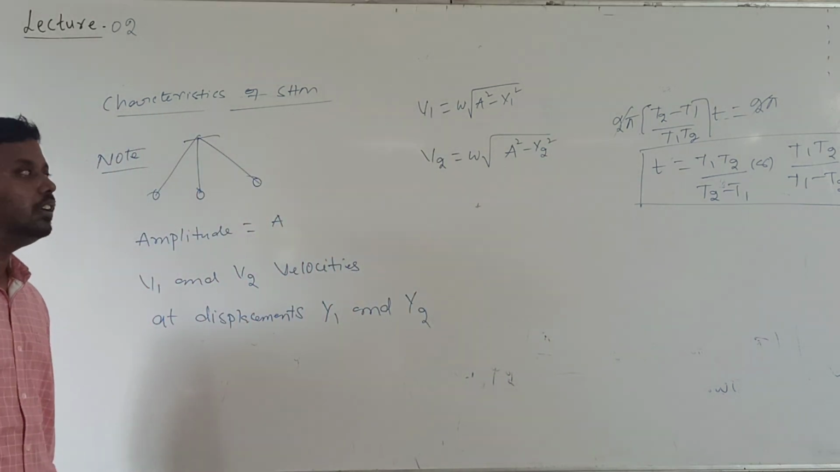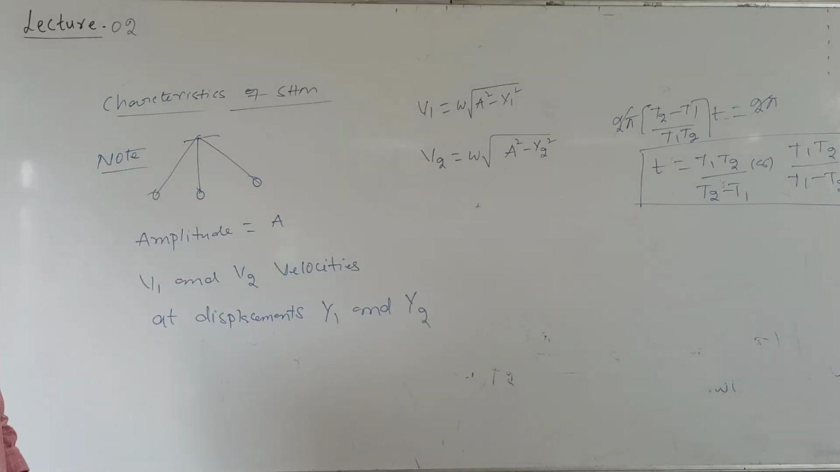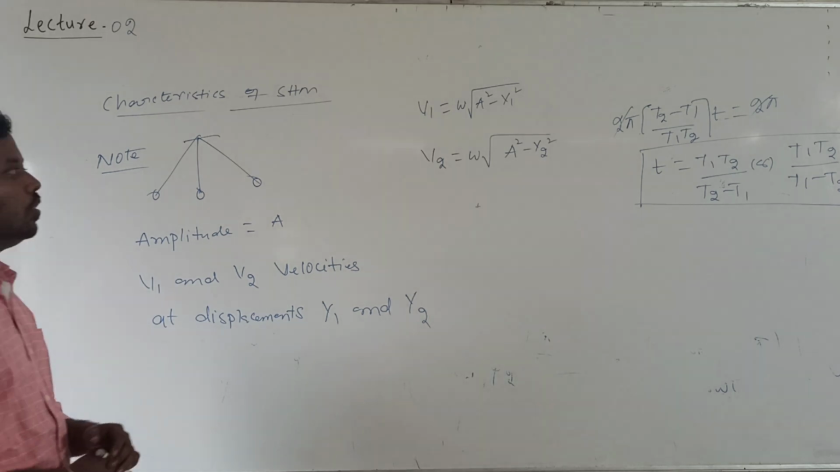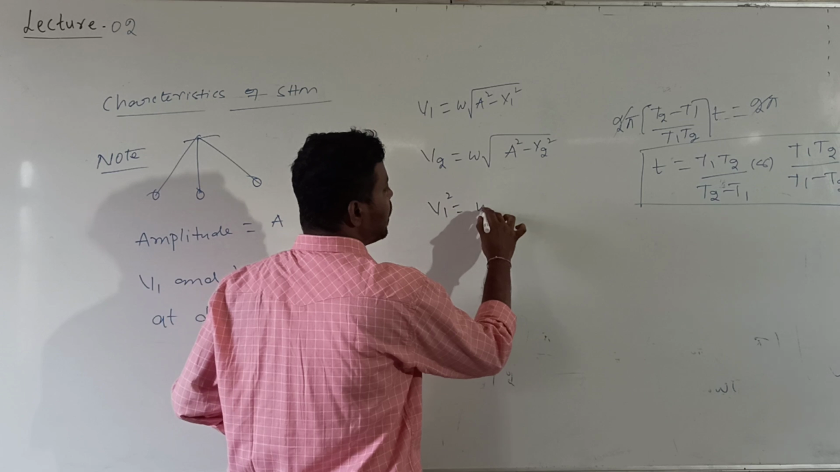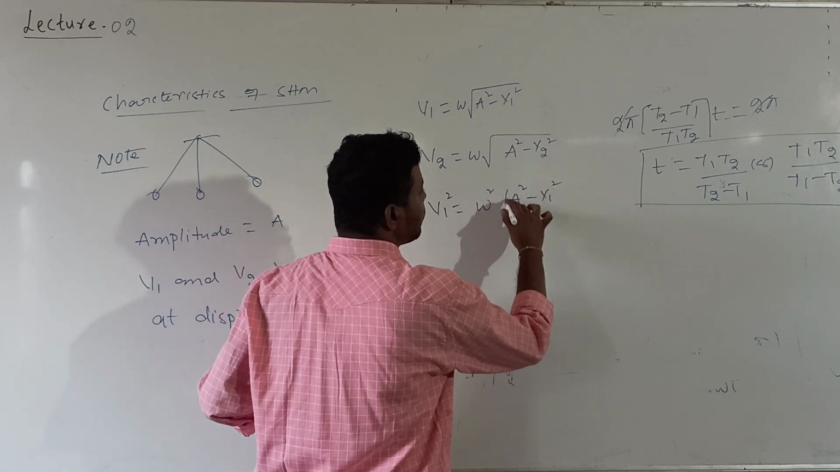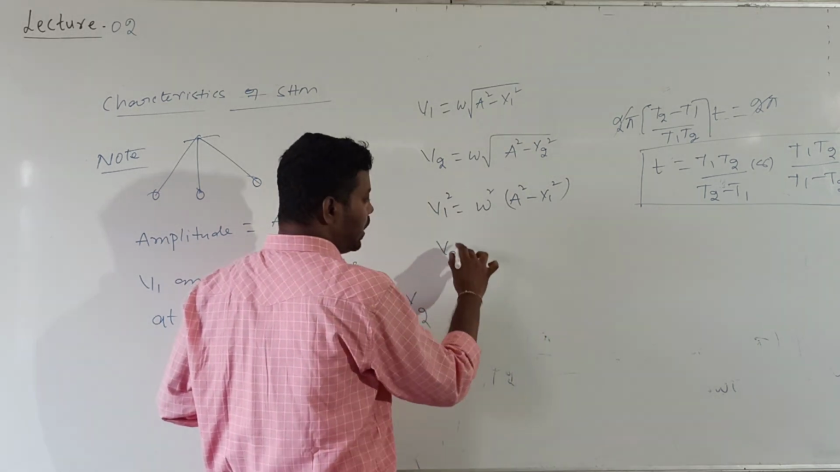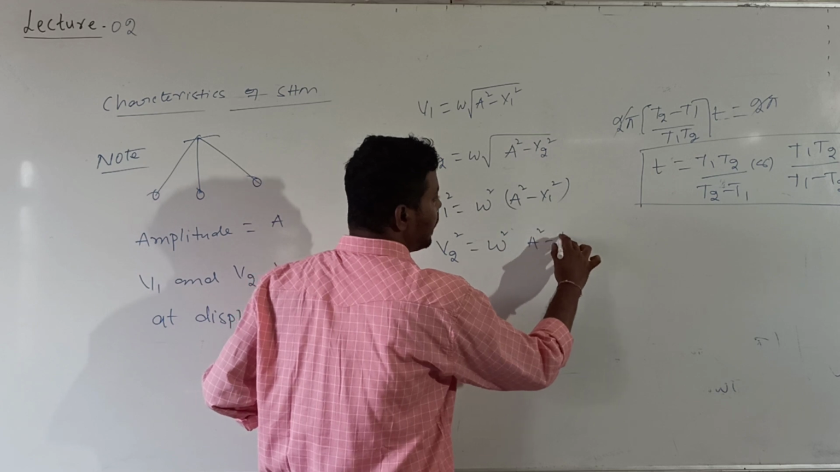So v1 equals omega into root over a square minus y1 square, and v2 equals omega into root over a square minus y2 square. Now, squaring the first one, v1 square is equal to omega square into a square minus y1 square. And for v2 square, it will be equal to omega square into a square minus y2 square.